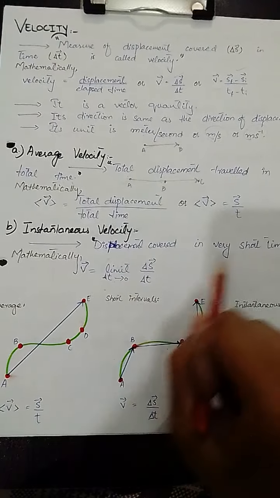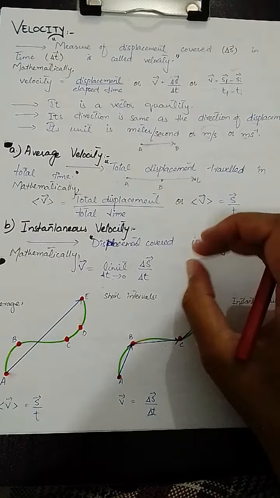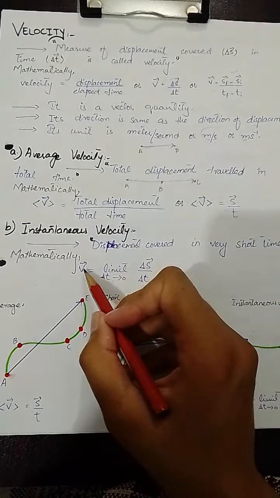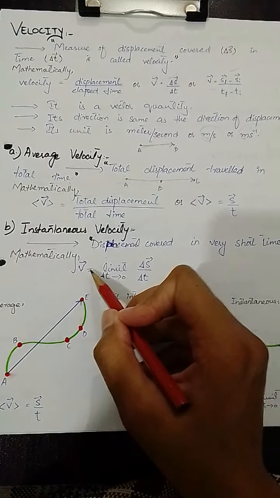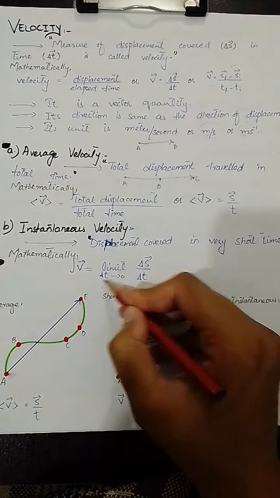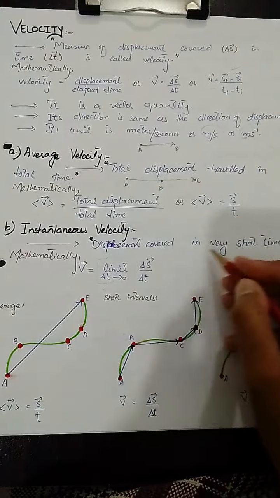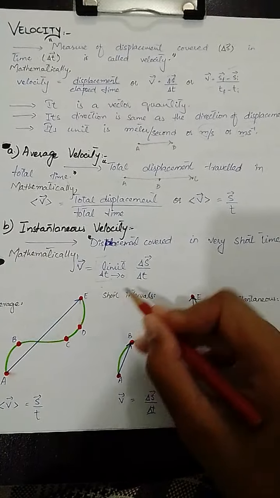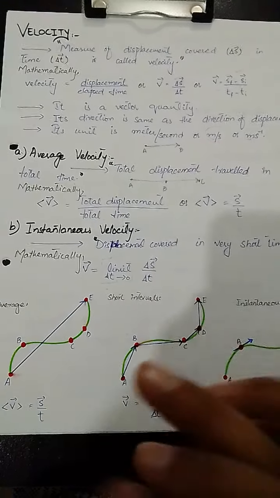In this case we have to take time which is very short. ठीक है, बिल्कुल एक इंस्टेंट के बराबर टाइम में हमने अपनी डिस्प्लेसमेंट फाइंड करनी है. Therefore in this case, the instantaneous velocity v vector is equal to the limit del t approaches 0. We use this limit to show that this time is very short, to show that we are taking instantaneous velocity. We are going to calculate velocity for just an instant.